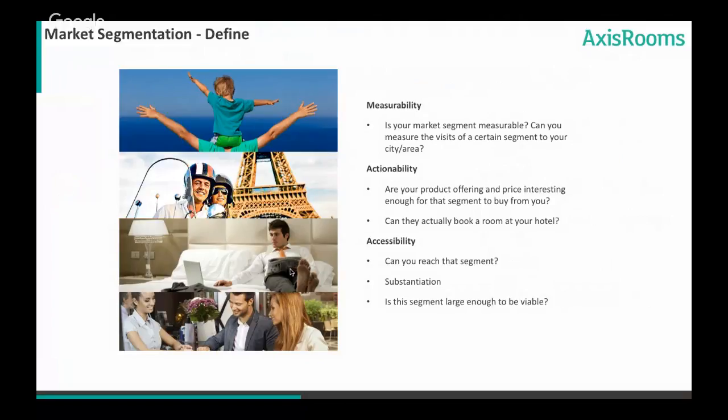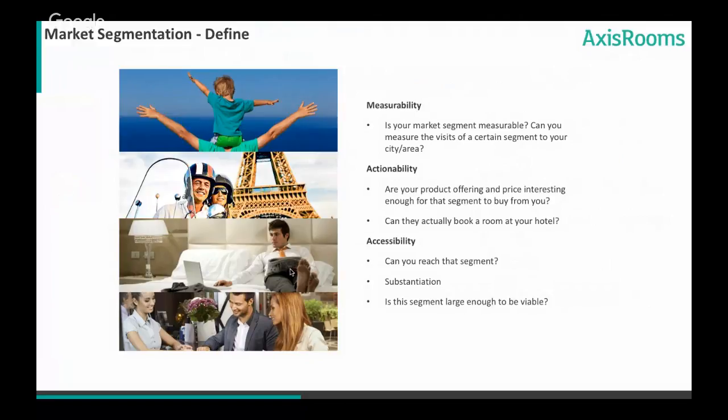That's the first question to ask. Actionability. The product offering and price, is that interesting enough for that particular segment to buy from you? Or are they just going to go and buy from a different hotel, one of your competitors, because what they're offering is more relevant to what that customer from that segment actually wants? The million-dollar question, can they actually book a room at your hotel?